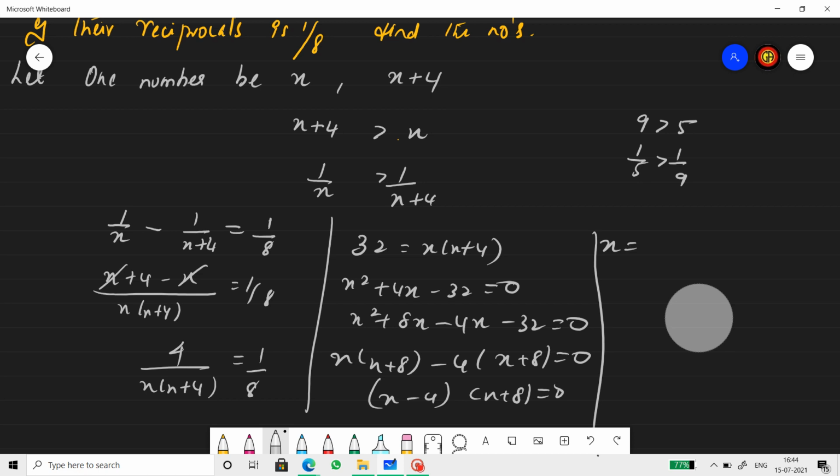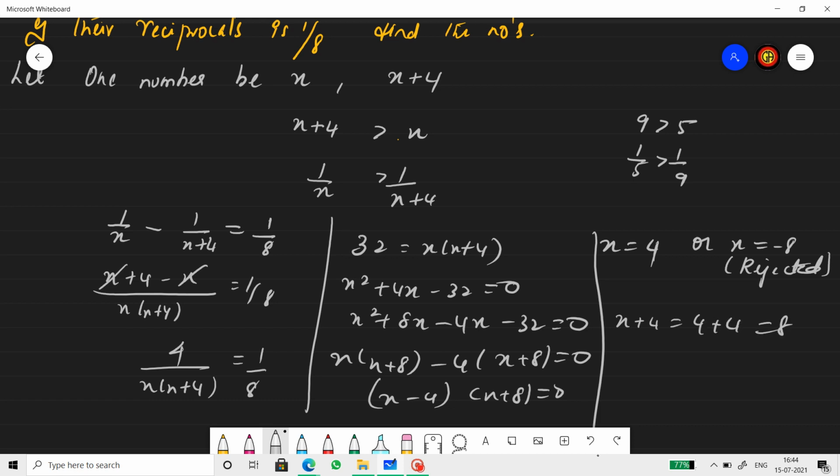So we get x equal to 4 or x equal to minus 8. x equal to minus 8 is rejected because x represents natural numbers. Minus 8 is not a natural number. We have to reject it. So, if x is 4, the other number is x plus 4, that will be 4 plus 4, 8. Therefore, the required numbers are 4 and 8.